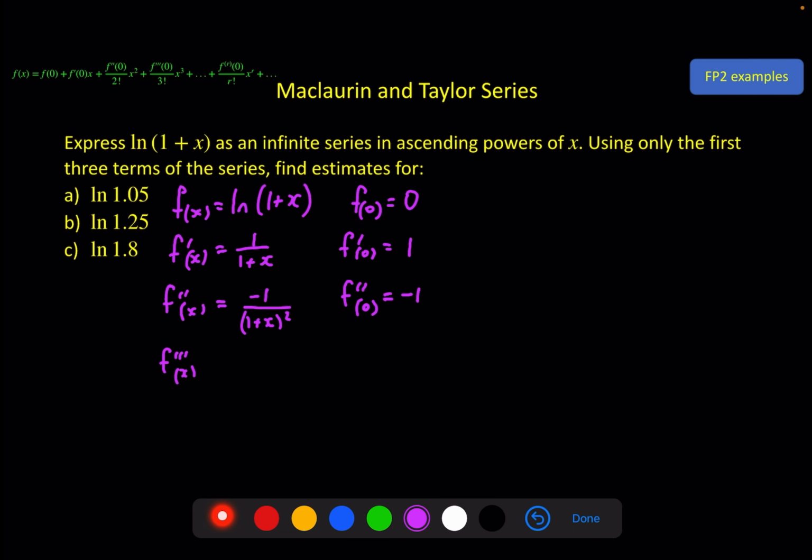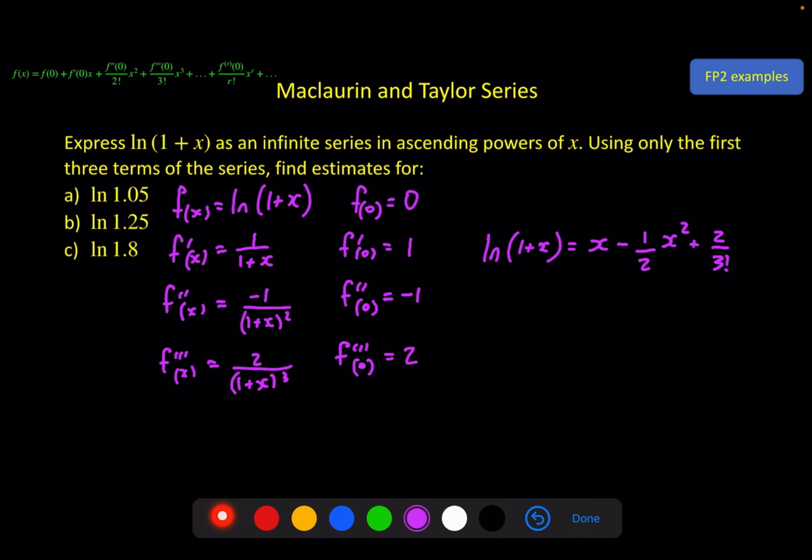The third derivative will give us a 2 over 1 plus x all cubed. Evaluating that at 0 will give us a 2. So when we put all of this into here, we will have our 3 terms. F of 0 is 0. First derivative is a 1 times x. So if I write natural log of 1 plus x is equal to, the first one was a 0, and then we've got x. And then the second derivative is minus 1 over 2 factorial, which is 2, times x squared. So we've got minus 1 over 2 x squared. And then we've got a 2 here, 2 over 3 factorial, which is a 6, 2 over 6 x cubed.